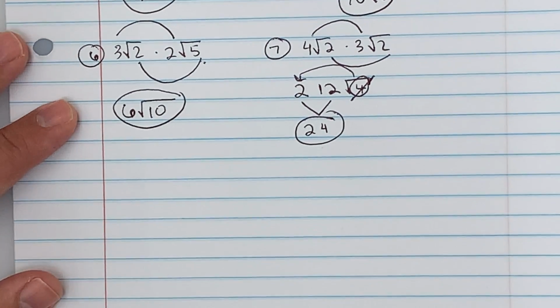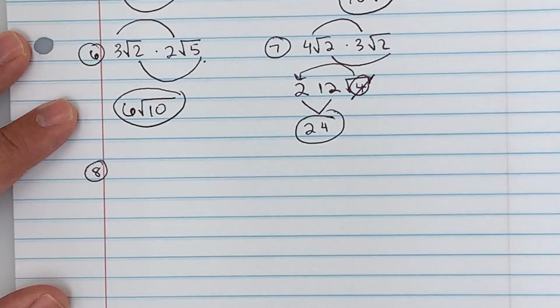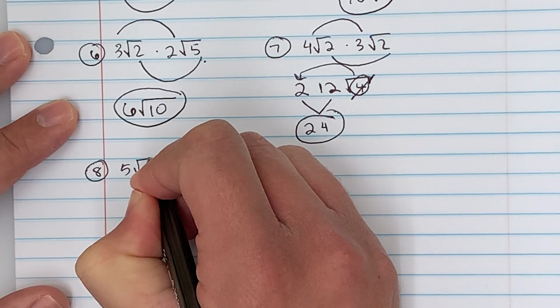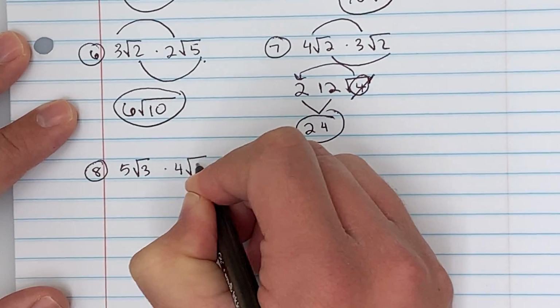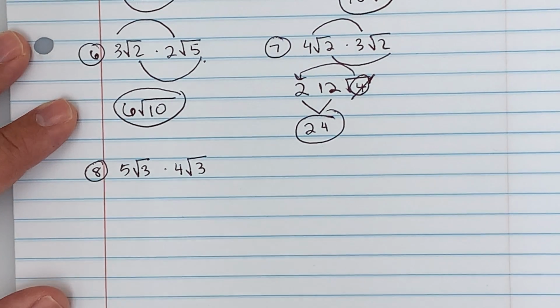All right, let me give one to do on your own. Let's do 5 root 3 times 4 root 3. All right, take 2 minutes to try that one. All right, let's see how you did.